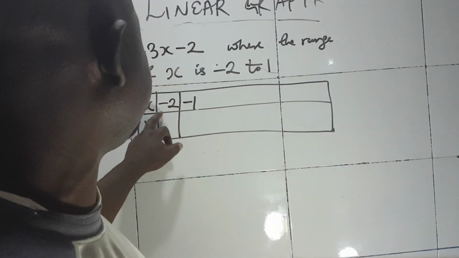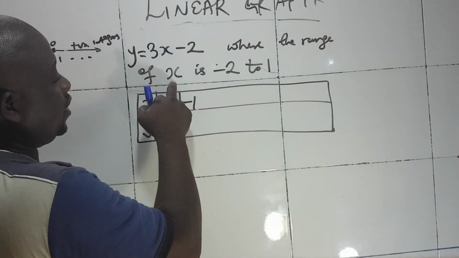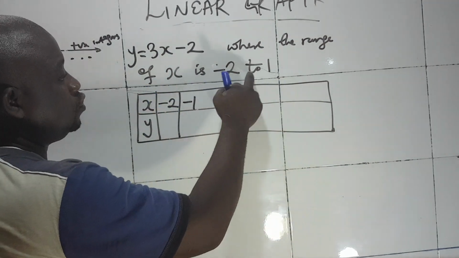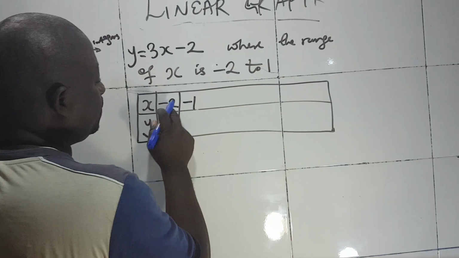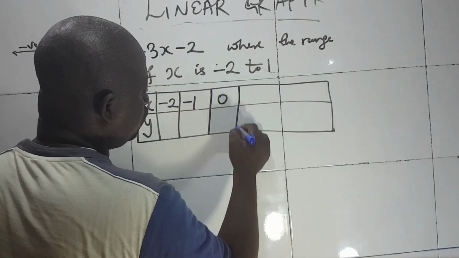So for here now we have x is equal to -2, because they have given us the values of x that is ranging from -2 to 1. So we have -2, -1, 0, 1.